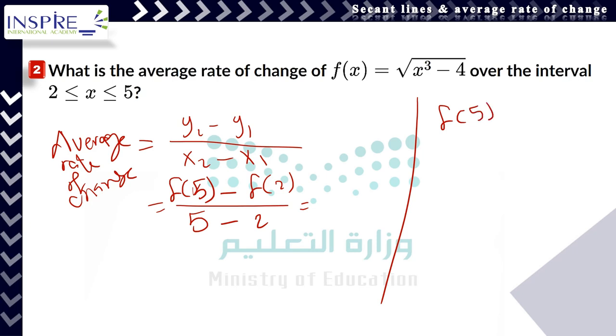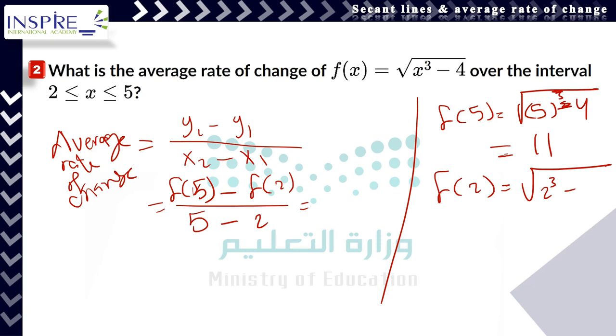Let's get f of 5, which is equal to 5 cubed minus 4. You can calculate it and find it out to be 11. The next one, f of 2, it will be 2 cubed minus 4, which is equal to 4. The last step is plugging in your numbers, so it will be 11 minus 2 over 3, which is equal to 9 over 3, which is equal to 3.